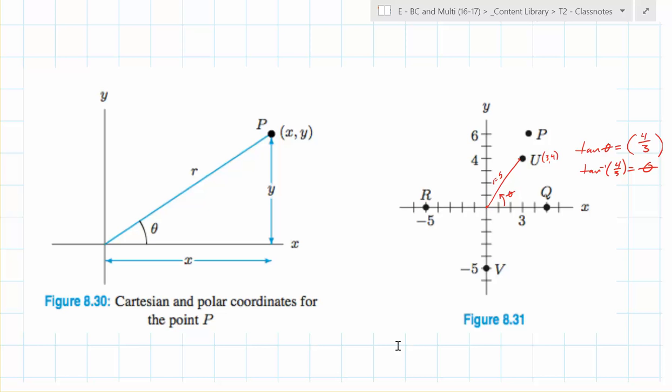Horizontal position and vertical position. So two numbers give you enough information to identify the location of a given unique point on the plane. There are many other ways to describe position.